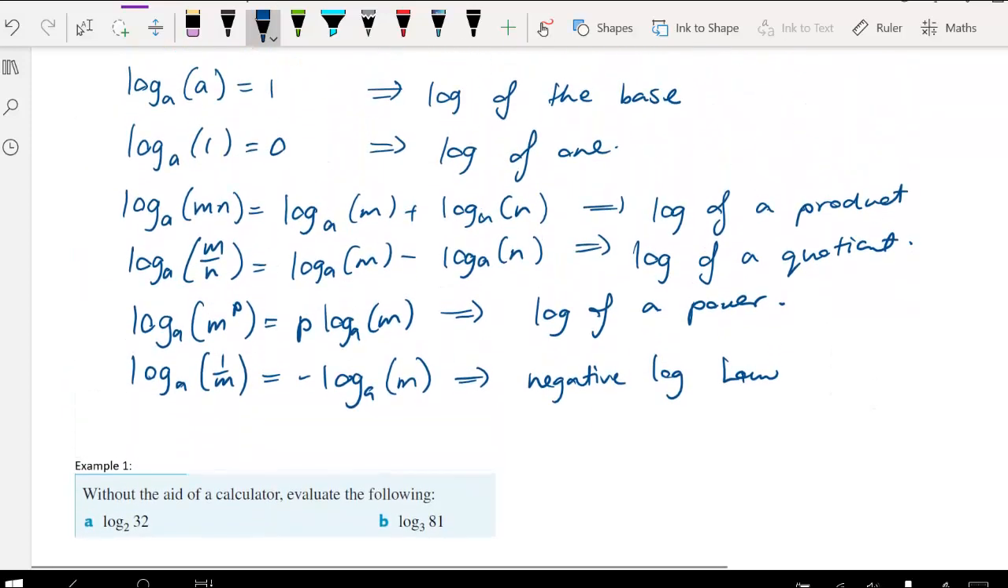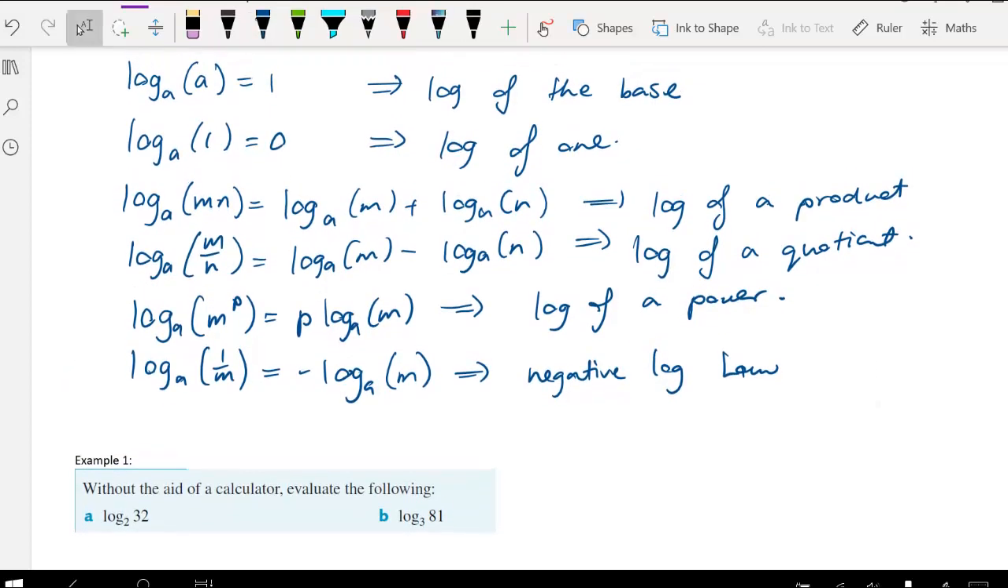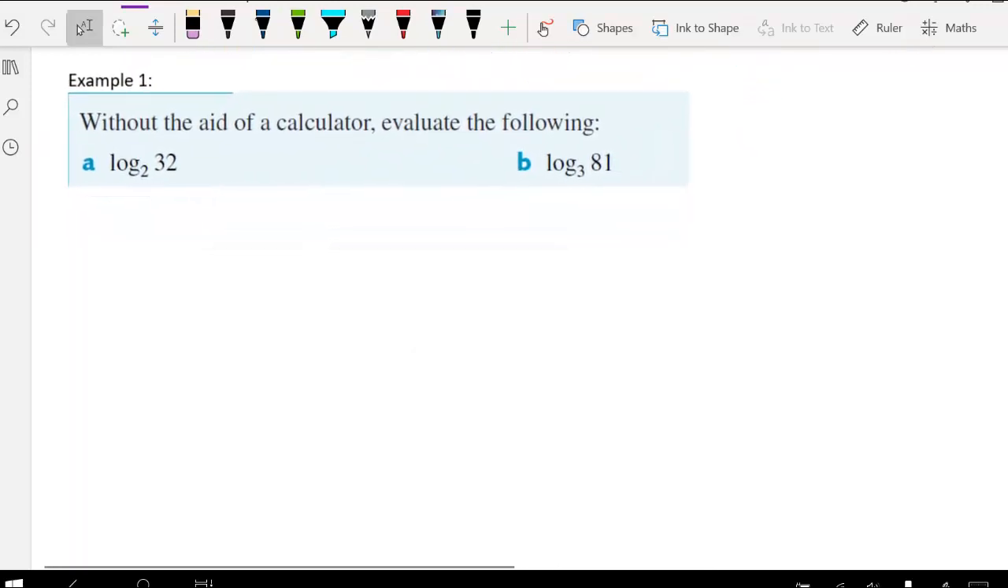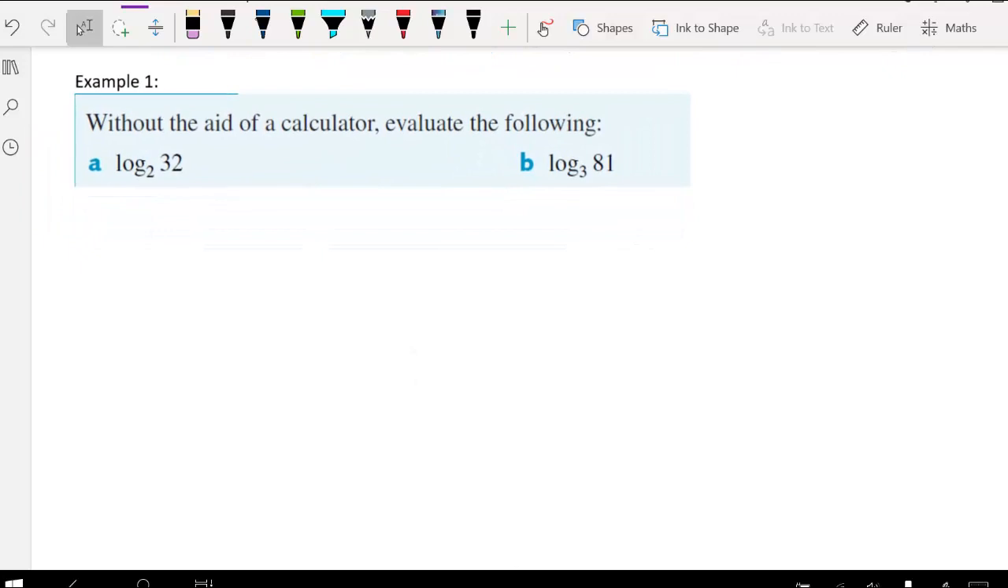Okay, so we're going to attempt to apply these properties and laws into a few simple scenarios. So the first example, we're looking to, without the aid of a calculator, evaluate the following. So in order to evaluate, what we're trying to do is apply our log laws to simplify. If we're looking at log base 2 of 32, our first thought needs to be that this 32 needs to be written using base 2. If we write this with base 2, then we'll be able to apply our log of the base property.